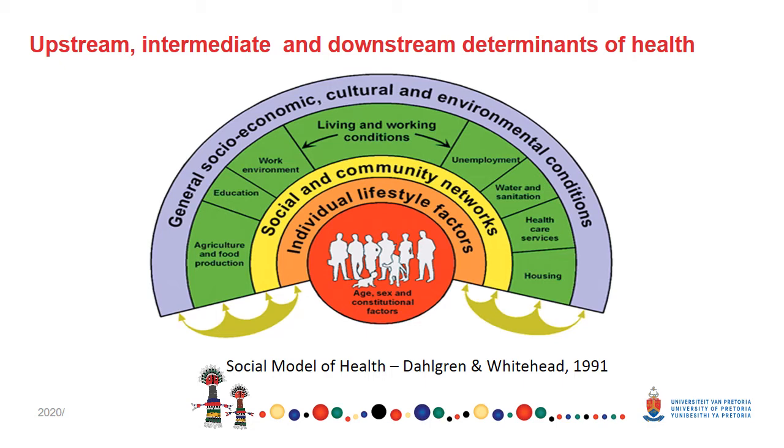Individuals are at the center with a set of fixed genes. Surrounding them are influences on health that can be modified. The first layer is personal behavior and ways of living that can promote or damage health, for example, choices to smoke or not.